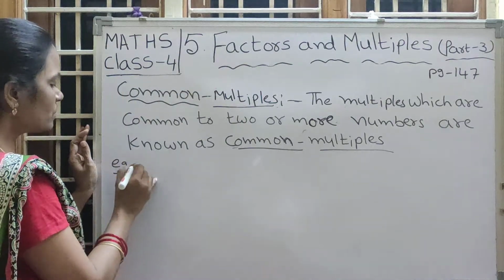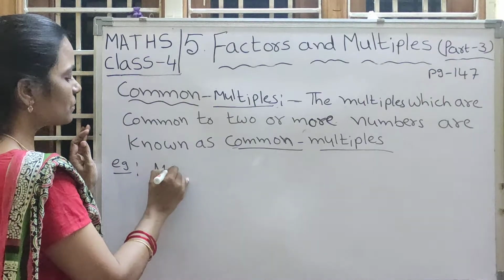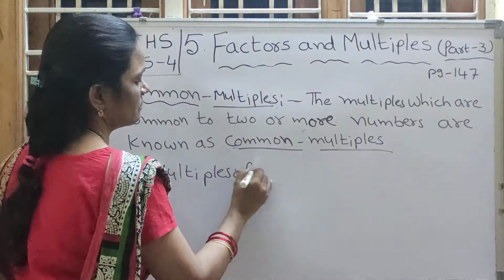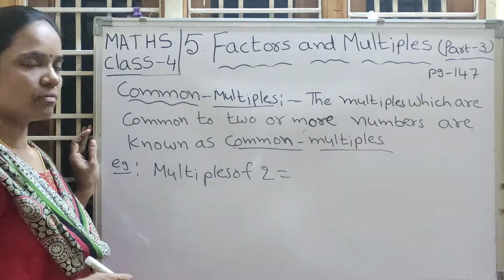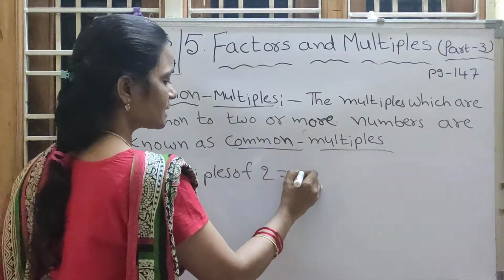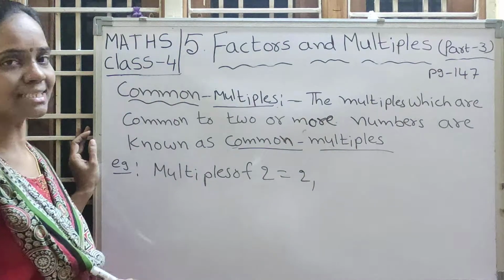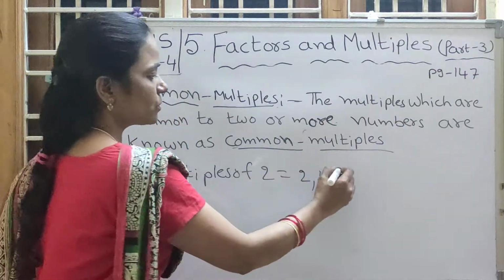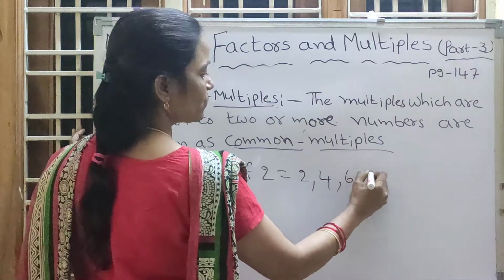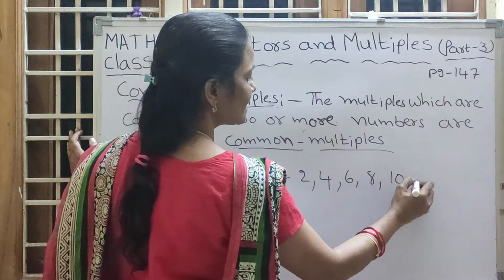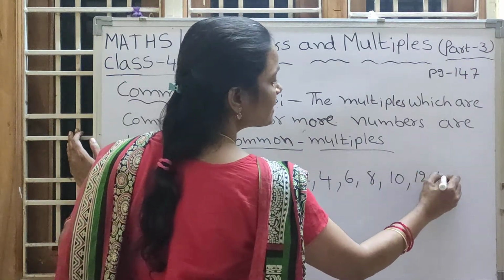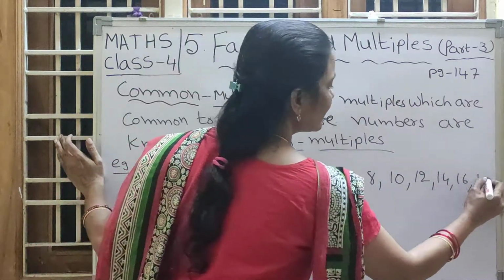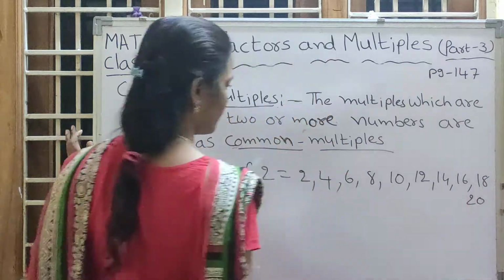Shall we take one example? Write down the multiples of 2. Multiples means take the 2 table. 2 ones are 2, 2 twos are 4, 2 threes are 6, 2 fours are 8, 2 fives are 10, 2 sixes are 12, 2 sevens are 14, 2 eights are 16, 2 nines are 18, 2 tens are 20.